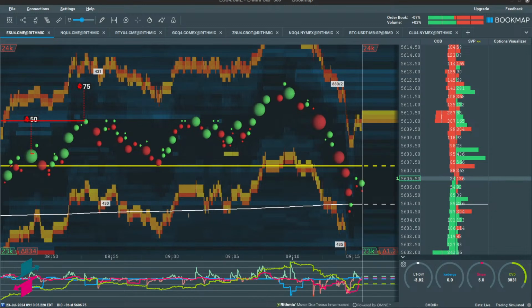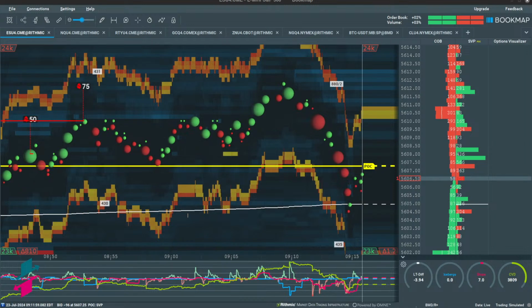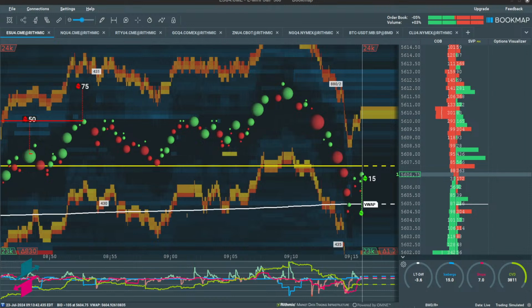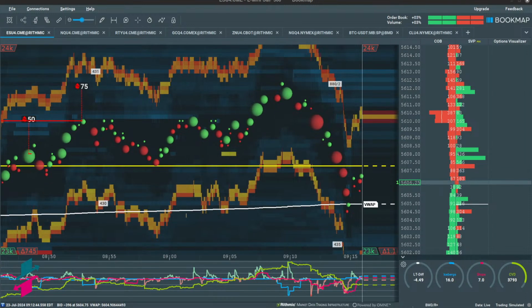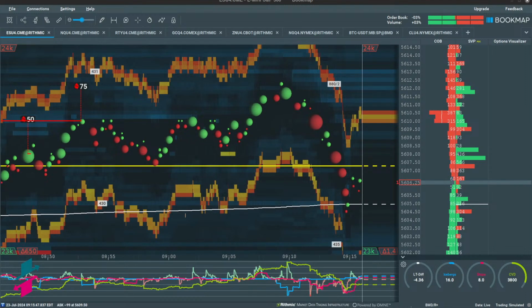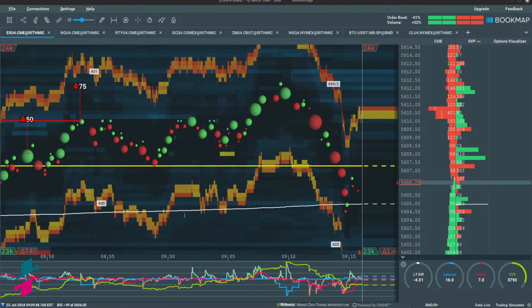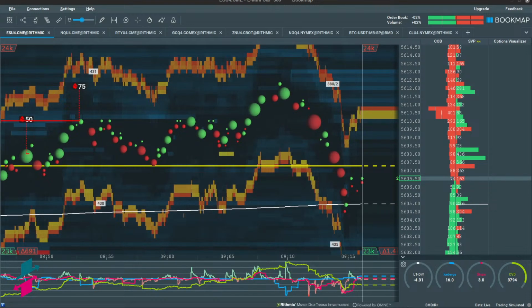I also have the point of control and VWAP on screen. I use these to give me a sense as to who's dominating the market, buyers or sellers. So pretty easy, quick glance. If you're above VWAP and the point of control, and this is session VWAP and session point of control, then buyers are in control. If you're below both, then sellers are in control. And if you're in the middle, you're still in sort of a decision zone where neither side necessarily has a distinct advantage.